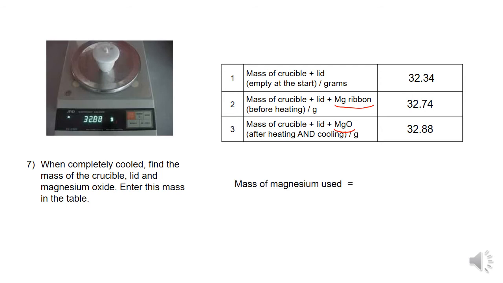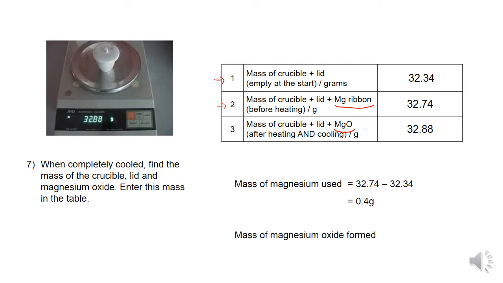First of all, the mass of magnesium ribbon used is going to be number 2 on our table here, which is the crucible lid and magnesium, and we're going to take away the empty crucible and lid, and that would leave us just with the magnesium ribbon. So 32.74 minus 32.34, and so the mass of magnesium used was 0.4 grams.